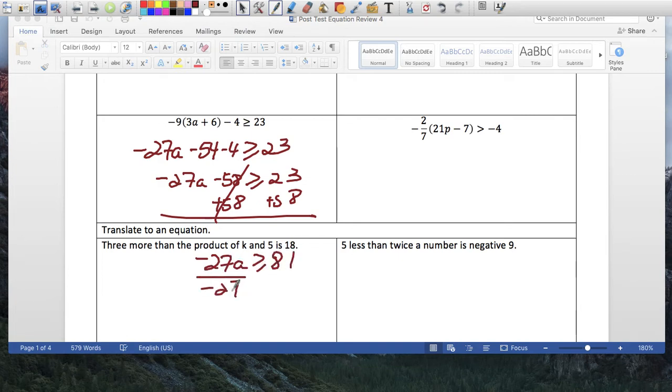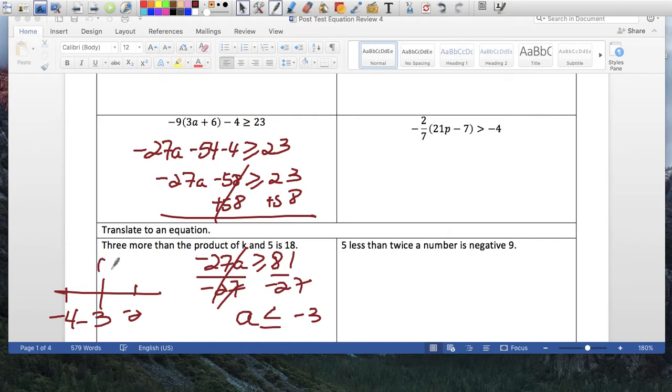Divide by negative 27. Divide by negative 27. This becomes just 1a. Flip the sign the other way. And 81 divided by negative 27 is negative 3, so a is less than or equal to negative 3. So when you draw negative 3, negative 2, negative 4, here's your circle. We're going to shade. And we want numbers that are smaller, which goes that way. Make sure you put arrows here and arrows here as well.